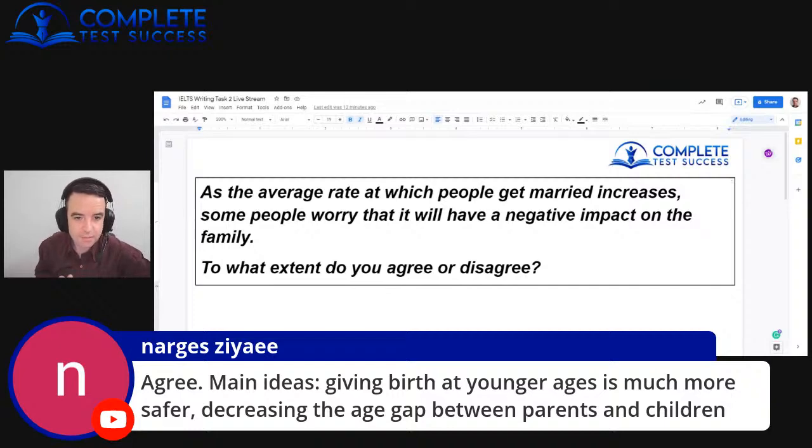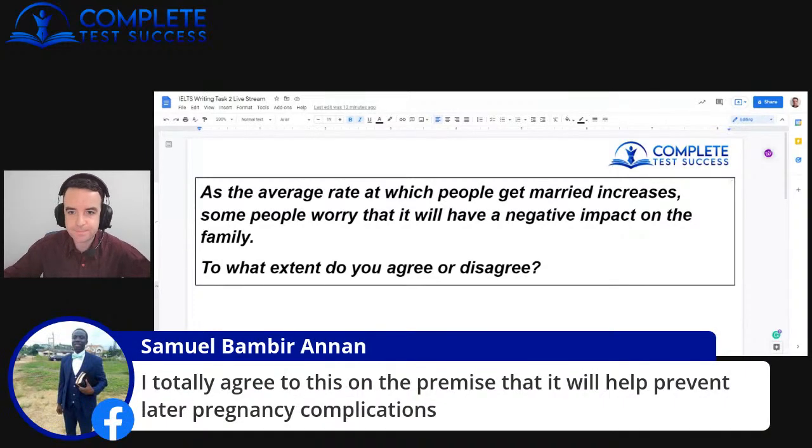And decreasing the age gap between parents and the age gap again. Good. So those are all relevant. I totally agree with... you need the preposition "with" here, so you likely need to work on your prepositions, Samuel, on the premise that it will help prevent later pregnancy complications.